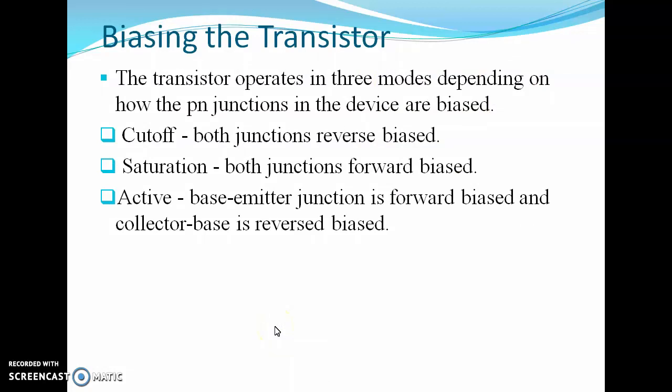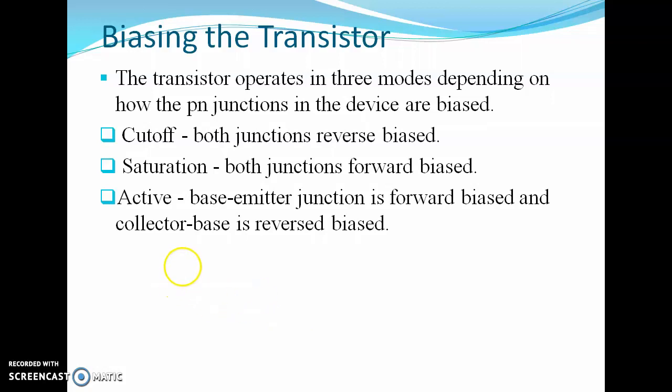Now there are three modes of biasing the transistor. What is meant by biasing? Biasing means how we can turn on the transistor or how we can start the working of the transistor. We have also seen that transistor can be used as a switch. Switch means on-off mode. So how is this possible? By using three modes of biasing.